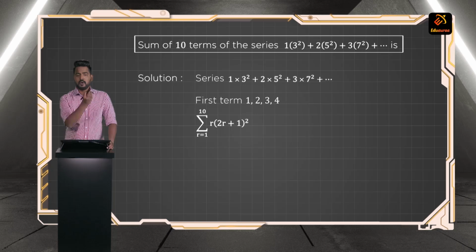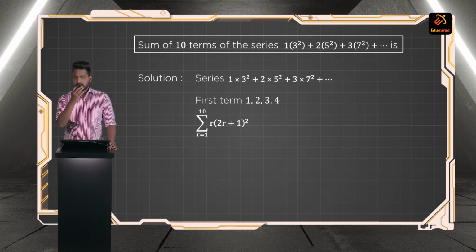The first terms are what? 1, 2, 3, 4. So instead of that I can write simply R. And now focusing on the second terms, 3 square, 5 square, 7 square and so on. So I can see there is a difference of 2. So instead I can write it as 2R.